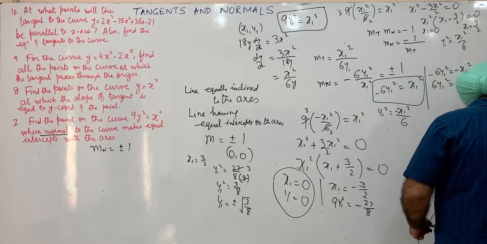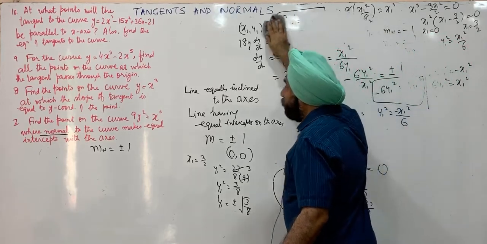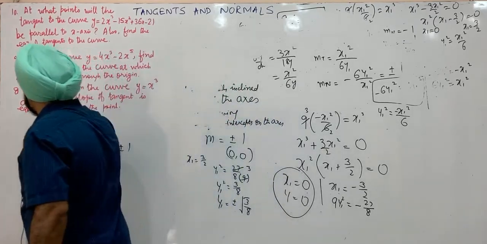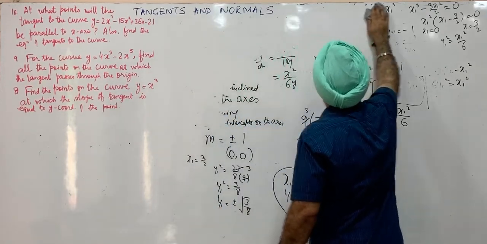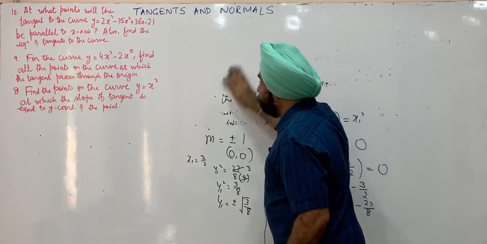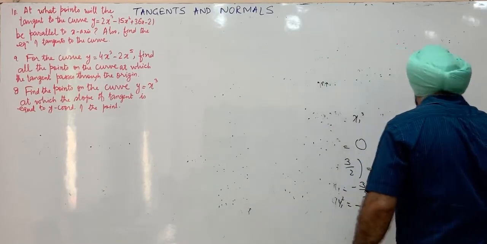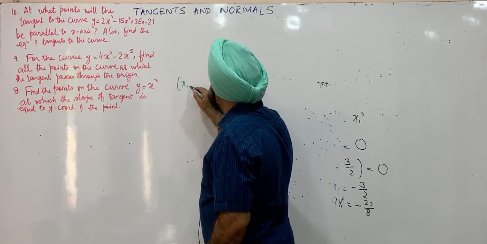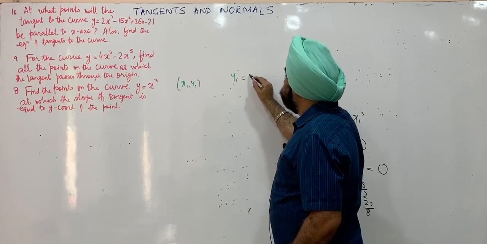The eighth one: we have to find points on the curve y is equal to x cube at which slope of tangent is equal to the y coordinate of the point. Again, slope of tangent is given by dy by dx. We'll assume the point is x1 comma y1. We find the slope of tangent and equate it to the y coordinate of the point. This point lies on this curve, which means y1 is equal to x1 cube.